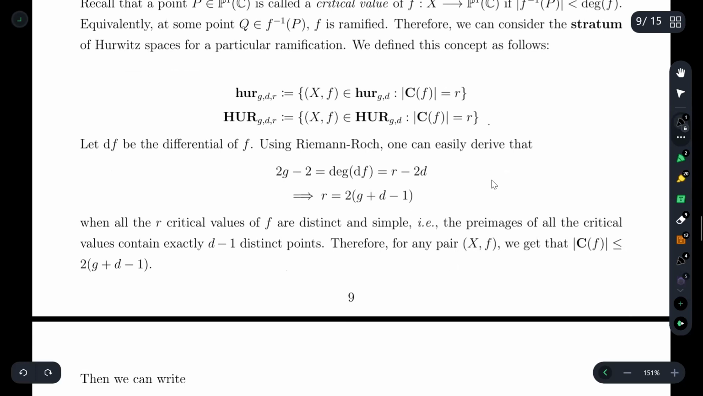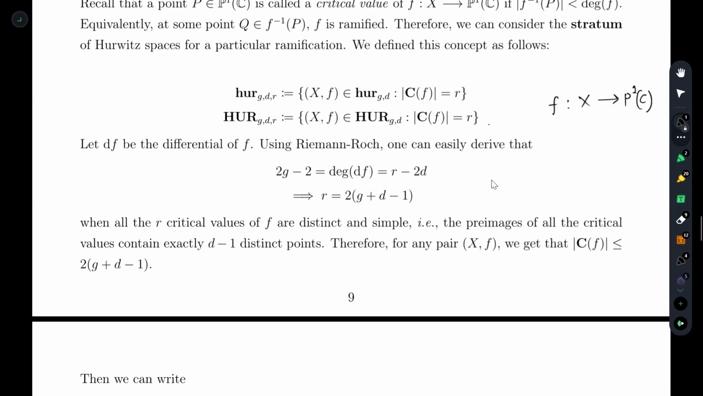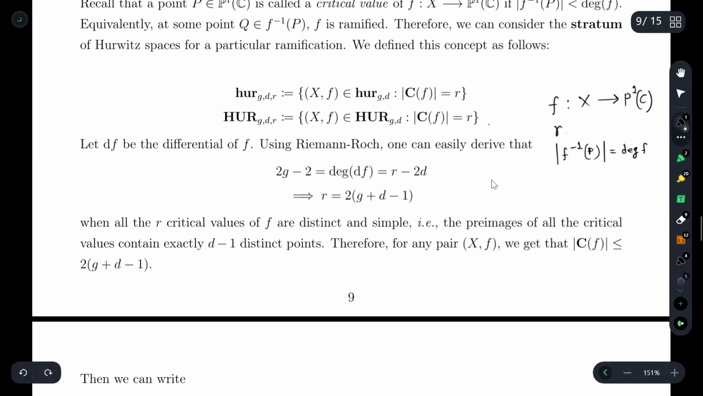And if I consider a function f from X to P1C such that all its R critical values satisfy that the cardinality of f inverse of p is just 1 less than the degree of f, then such functions are called generic functions.